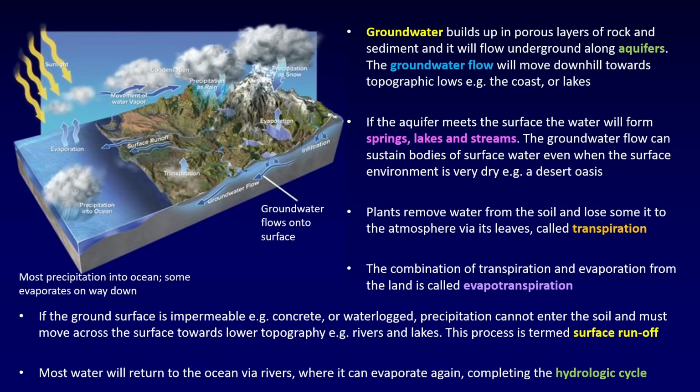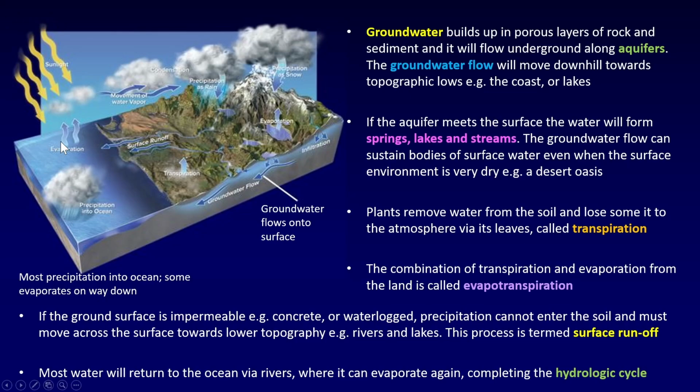Now, in terms of all of this water that falls onto the land, what's going to happen to it in the end? Well, the vast majority of it is going to make it all the way back to the ocean, where it will evaporate again, it will re-enter the atmosphere, and the cycle will continue. And so this obviously is going to be the complete hydrologic cycle.